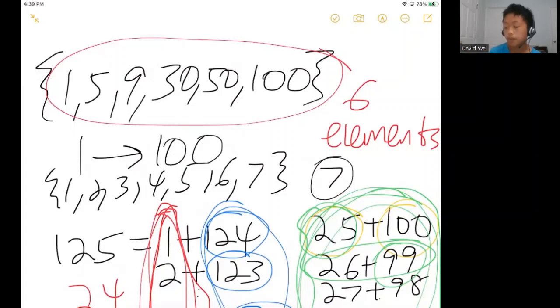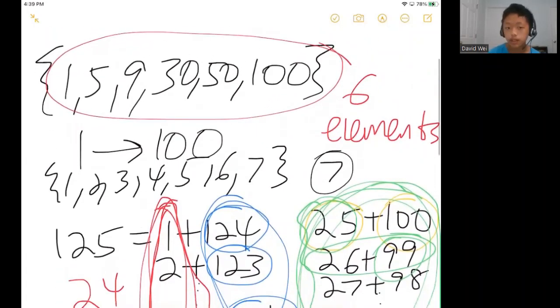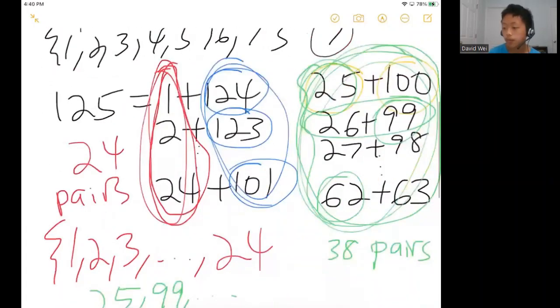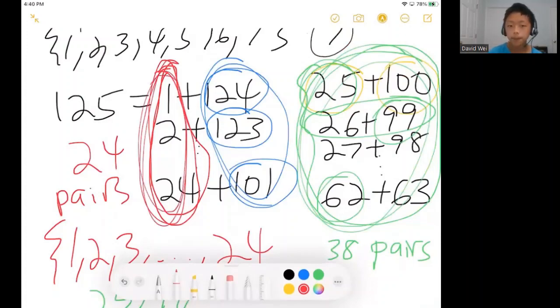So just to summarize this question, basically we saw 125, and we wrote it as the sum of 2 numbers. We saw we could write it as 1 plus 124, 2 plus 123, and so on until 24 plus 101. And notice that the numbers encircled in red on the left side, we can just automatically put those numbers in the set. The numbers from 1 through 24 can go in the set for free, without any cost, because the numbers that they pair with, which is 124 all the way to 101, are not in the range from 1 to 100. So we don't have to worry about that.